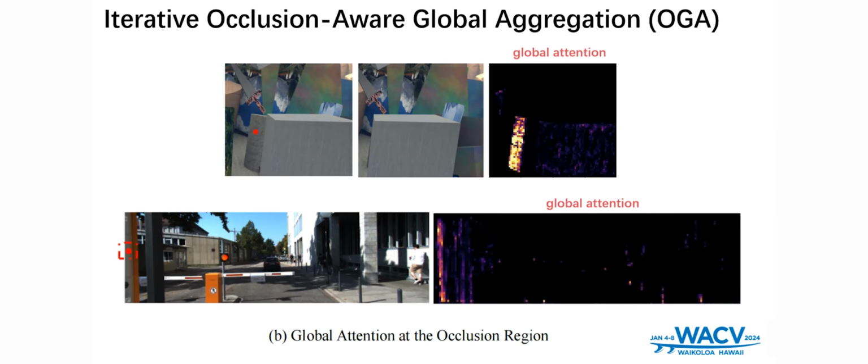Here are some visualization results of the global attention distributions of the occluded regions. As we can see from the attention map, the global attention value is bigger where the features are within the same object or context. These attentions can help us formulate better features for disparity refinement.